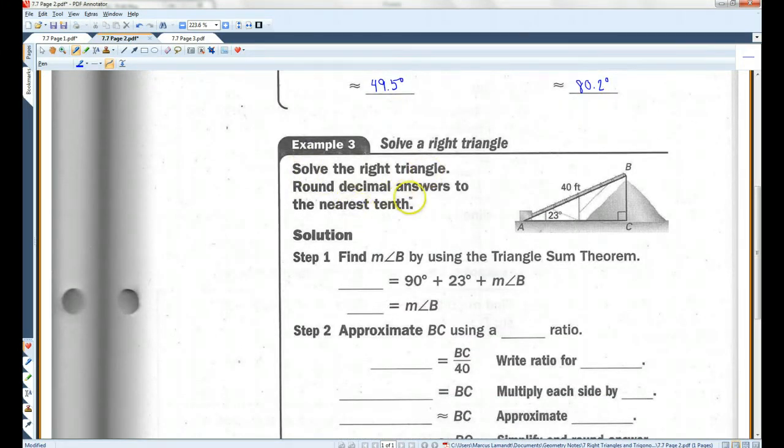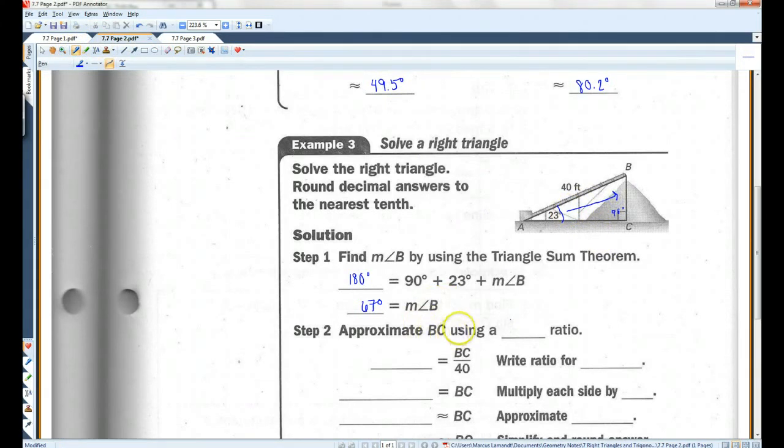Solve the right triangle. Round any decimal answers to the nearest tenth. Okay, find the measure of angle B. That's this one. Using the triangle sum theorem. So, we know that this is 90 degrees. This is 23 degrees. So this has to be whatever would make it add up to 180. Okay, now if you were to add these together and subtract, I'm pretty confident you guys can do that. You would end up with 67 degrees. Okay, now I'm going to use this angle for my trig function. You actually could use this one if you wanted, but I think in this problem, they kind of want you to use this angle.